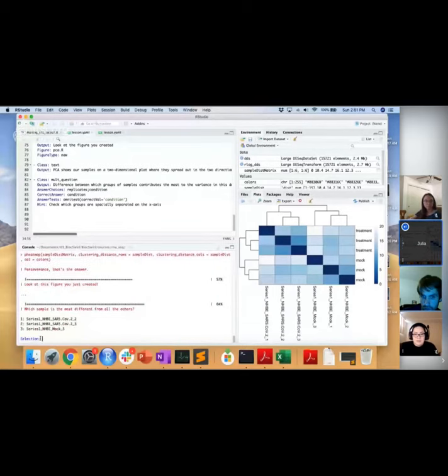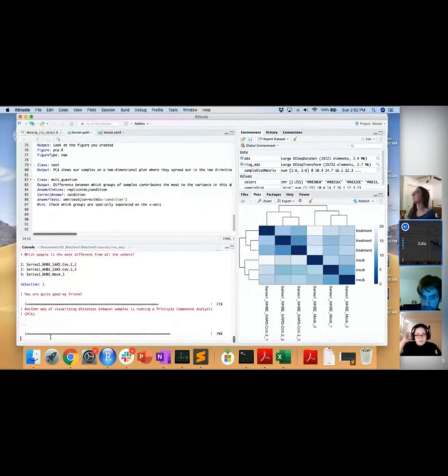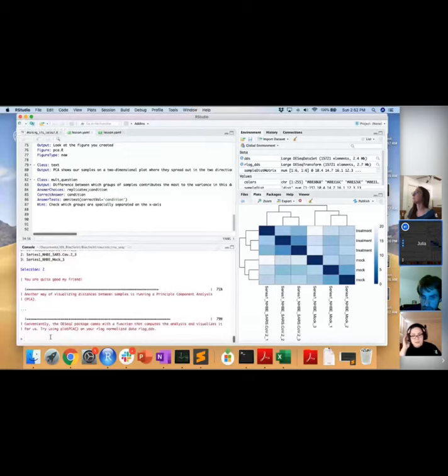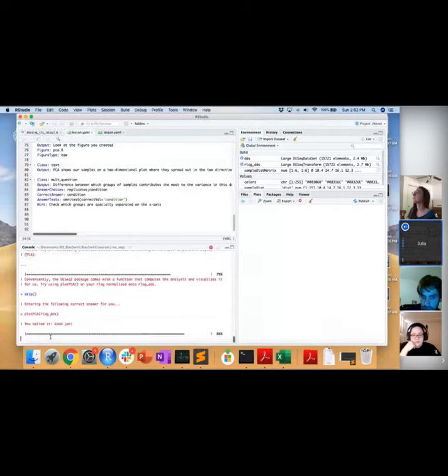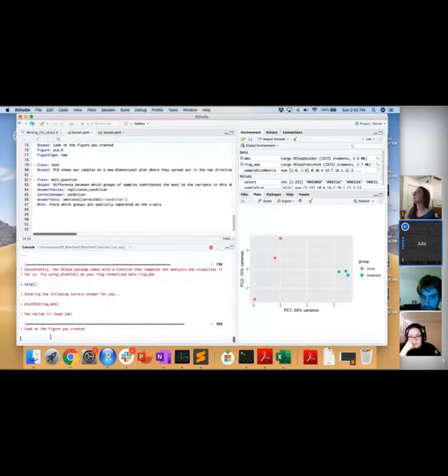And then the follow-up question asks a little bit about what the students can see in this heat map, and then they can enter an answer here. The second part of this is understanding principal component analysis. So they get to plot a PCA plot.